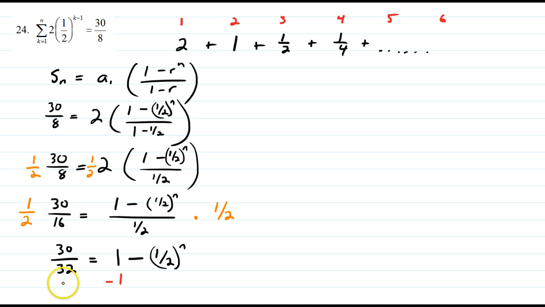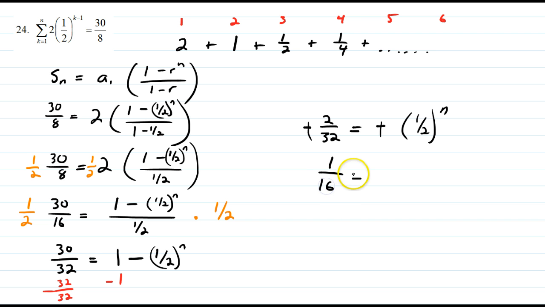I'm going to minus 1 from both sides, and I'll write that as 32/32. So now that becomes negative 2/32 equals negative 1/2 to the n. I can reduce this and get rid of the negative on both sides, so they both become positive. So you get 1/16 equals 1/2 to the power of n.